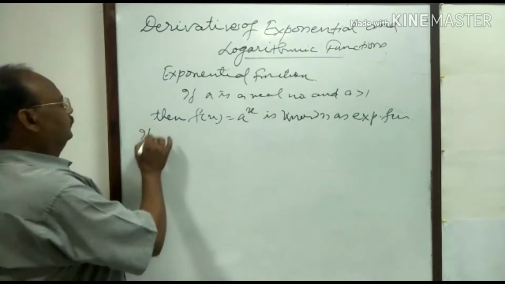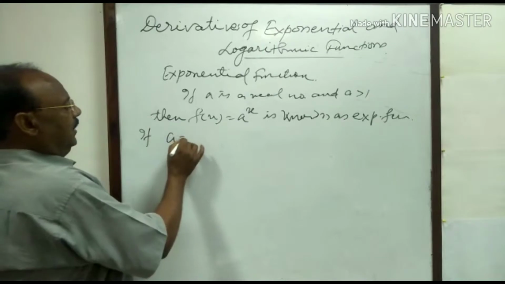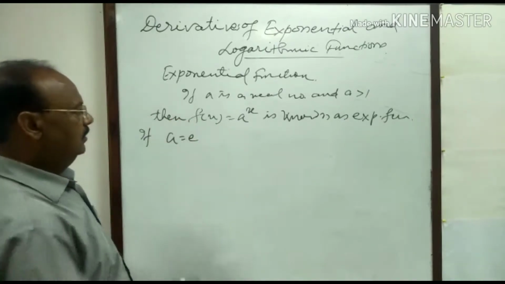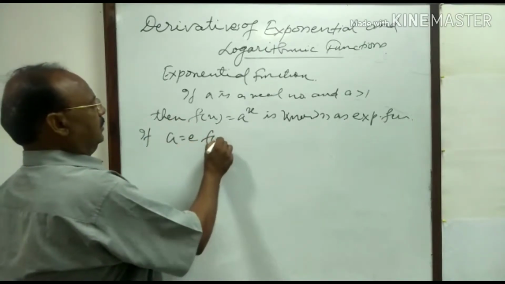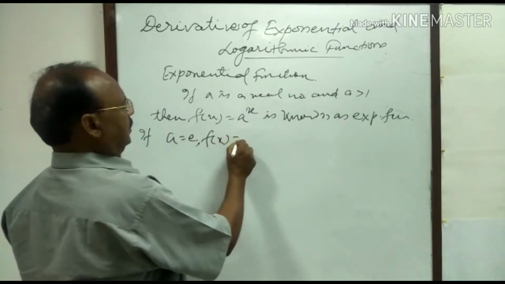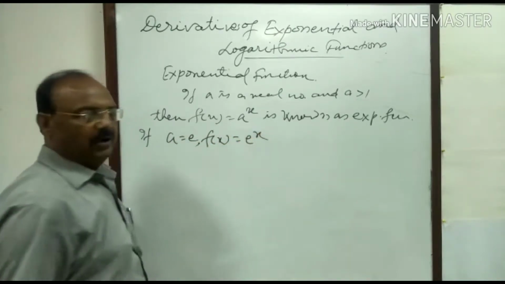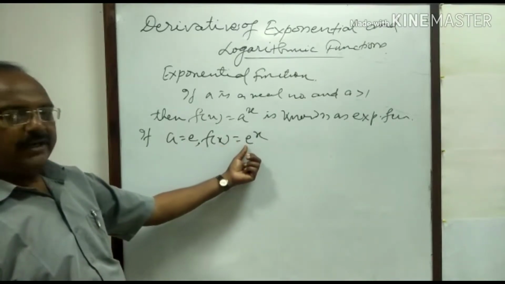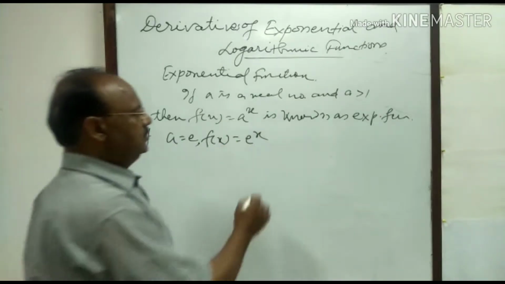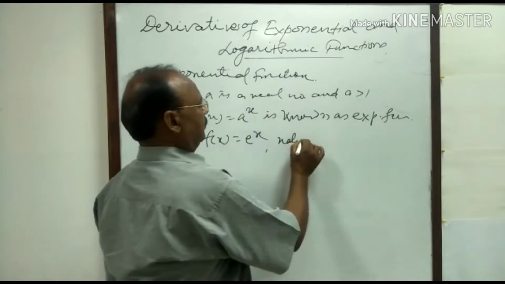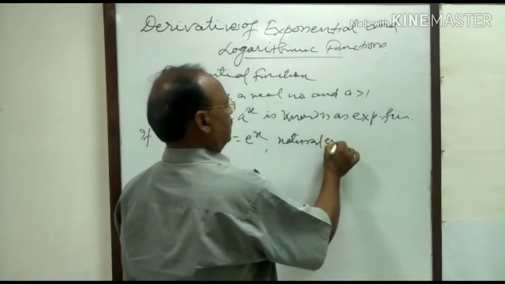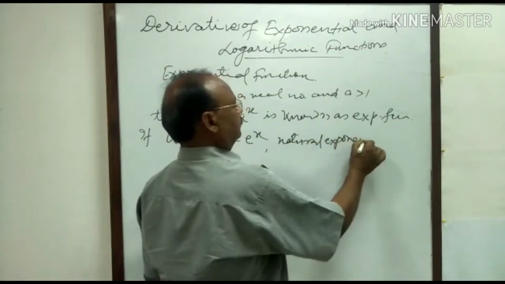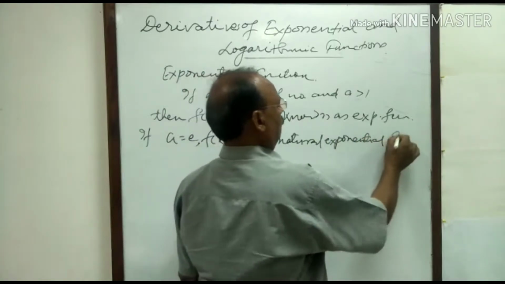If we put a equal to e, then this function f(x) is equal to e to the power x, and this is known as the natural exponential function.